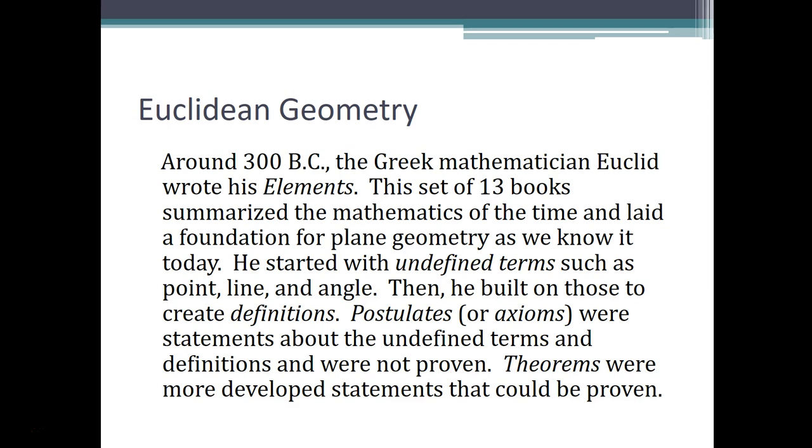Then to make statements about these undefined terms and these definitions, you could make these statements that were obviously true, called postulates or axioms. They were not proven. They were just statements of fact. Did not need to be proven. You could tell. And then theorems were the next step after that. Those are more developed statements that could be proven. So that needed to be proven too.